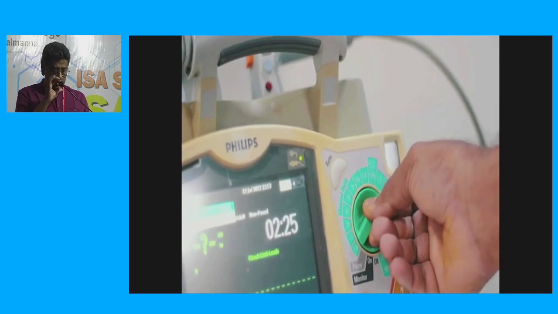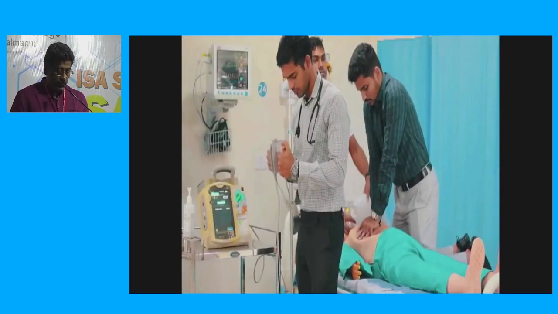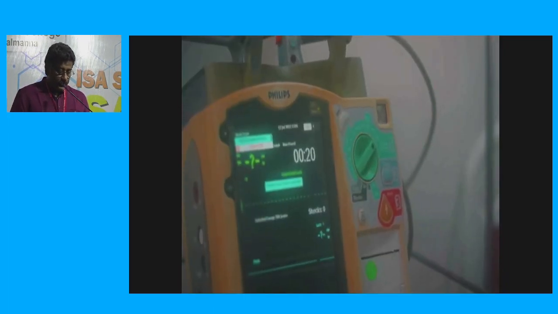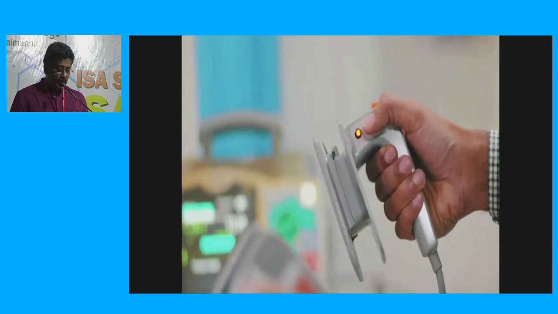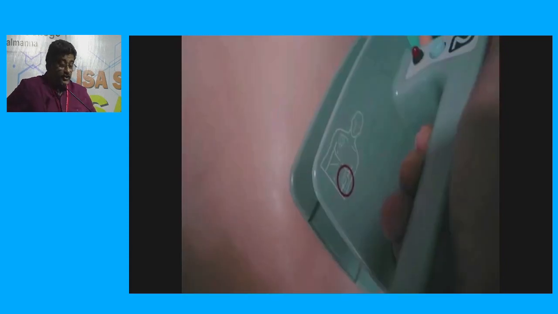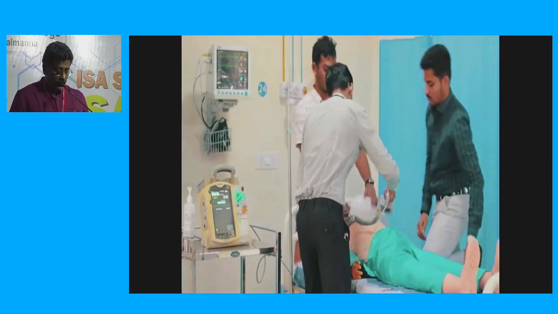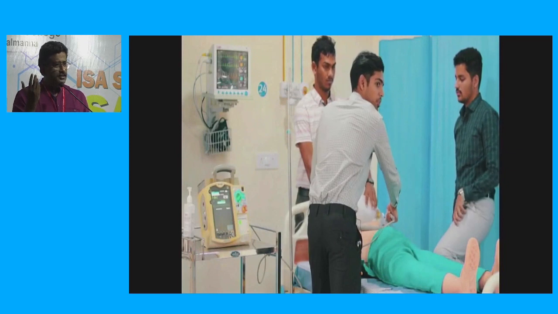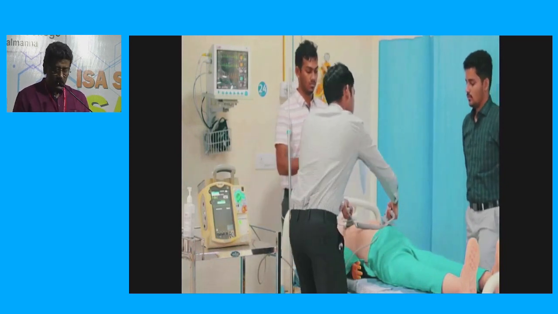So you can see a small video on that, and he's applying the gel so that there will not be any skin burns. So you can see that is the charge button. You can charge on that. Then he's going to give the shock after clearing. Also you should not touch the patient because the current should reach the heart. So that is defibrillation, which most of you will be very much familiar with.